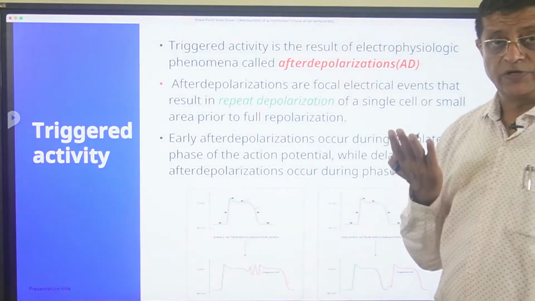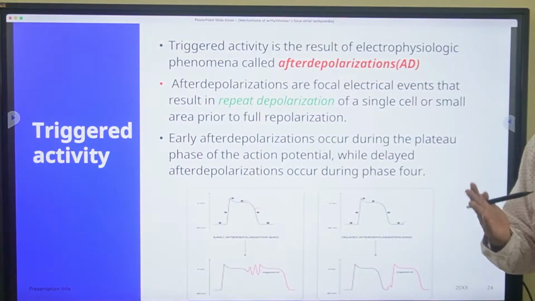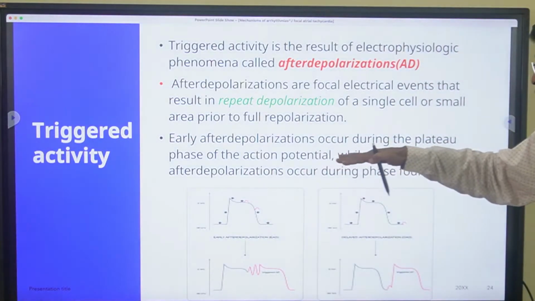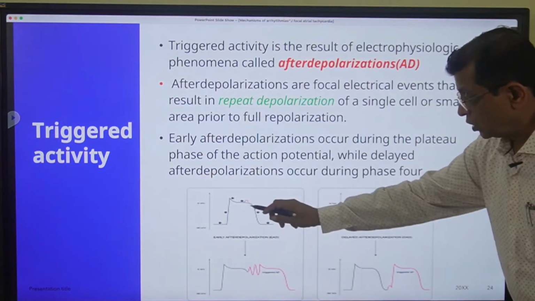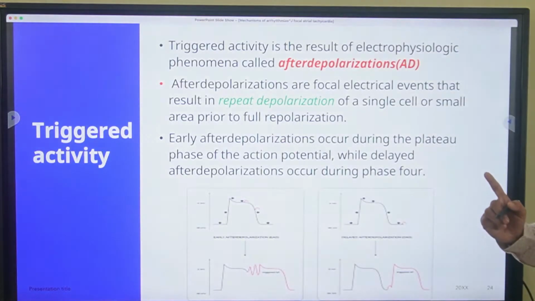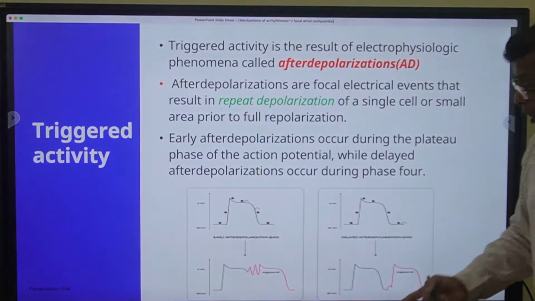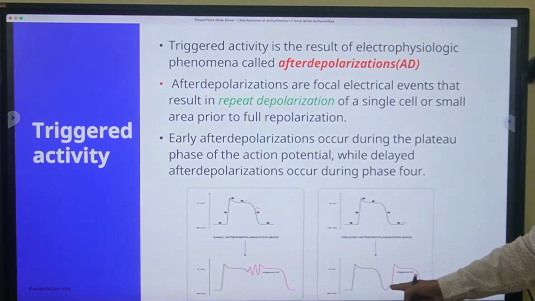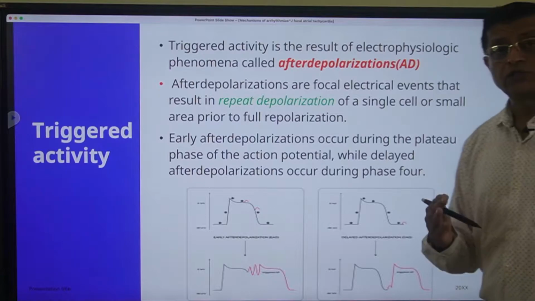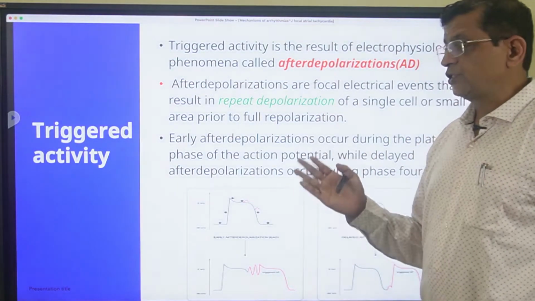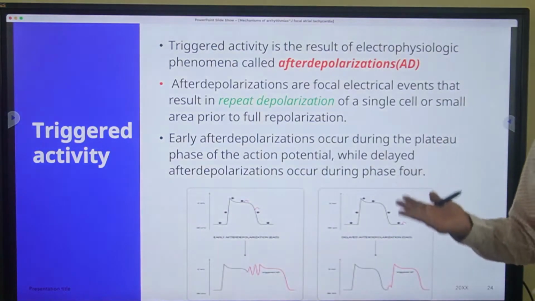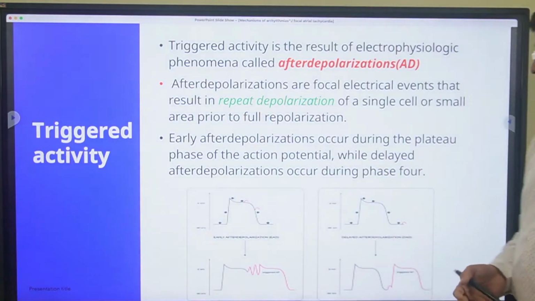So what is after depolarization? It is repeat depolarization of a single cell or a group of cells. Early after depolarizations occur during the plateau phase. This can happen in phase 2 or phase 3, then they are called early after depolarization, or they can occur after phase 4, then they are called late after depolarization. We will learn this in some detail. There are some slides which have a repetition, so please bear with me. It will help to drive the concept inside.